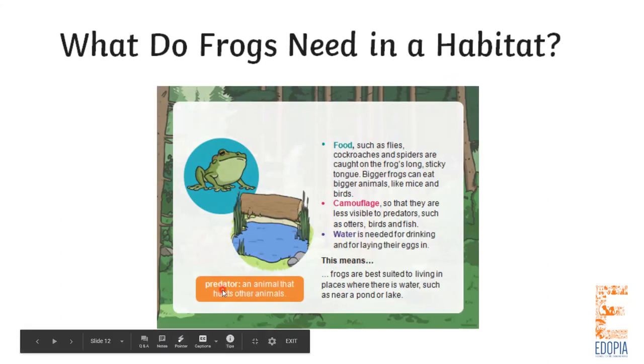So what exactly is a predator? A predator is an animal that hunts other animals. This means frogs are best suited for a place where there's water, such as a pond or a lake nearby. So that is an ideal habitat for a frog.